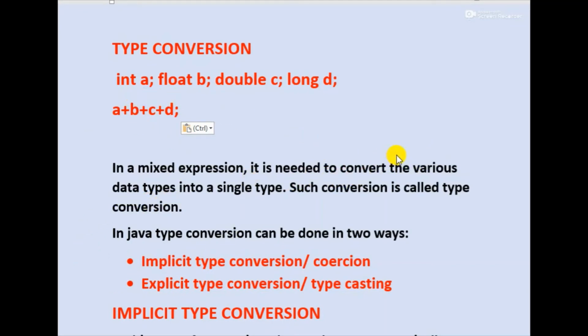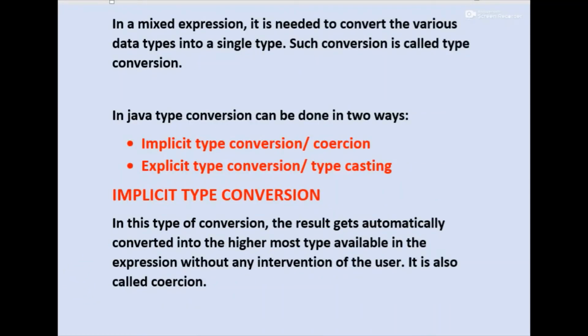The various data types present here, int, float, double, long, must be converted into a single type. Such a conversion is called type conversion. In Java, type conversion can be done in two ways. The first one is implicit type conversion, which is also called coercion, and the second one is explicit type conversion, also known as typecasting.